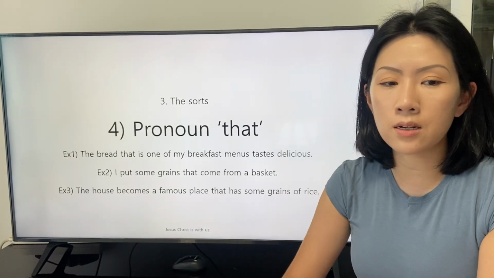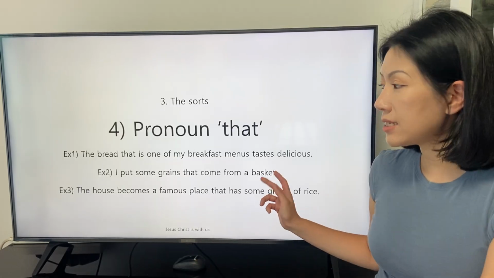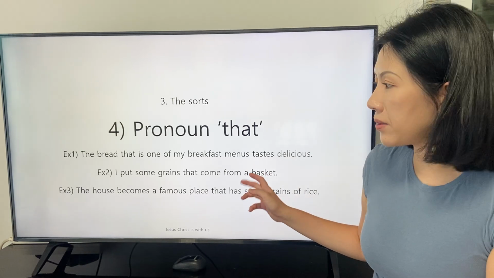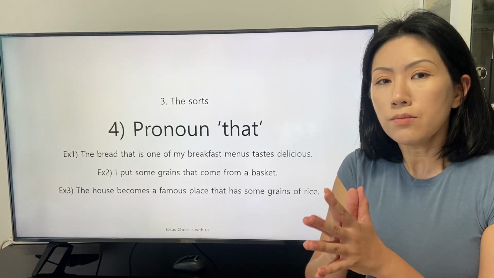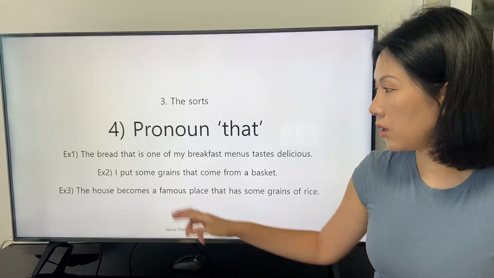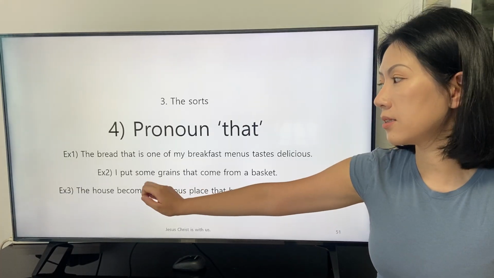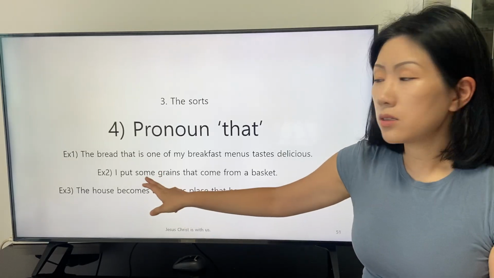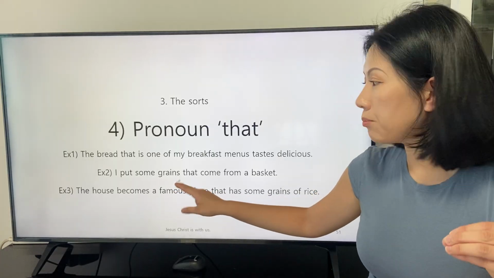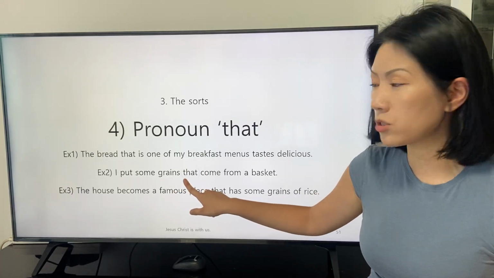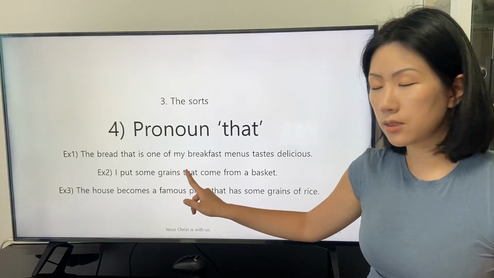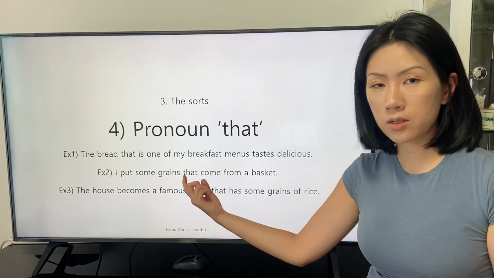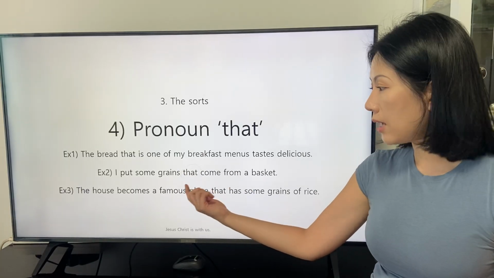I put some grains that come from a basket. Let's study this sentence. We can find that the precedent of the second example is this: some grains. And these precedents are indicated by the pronoun that as the subordinating conjunction, and we find that the subordinate clause starts from the pronoun that: that come from a basket.